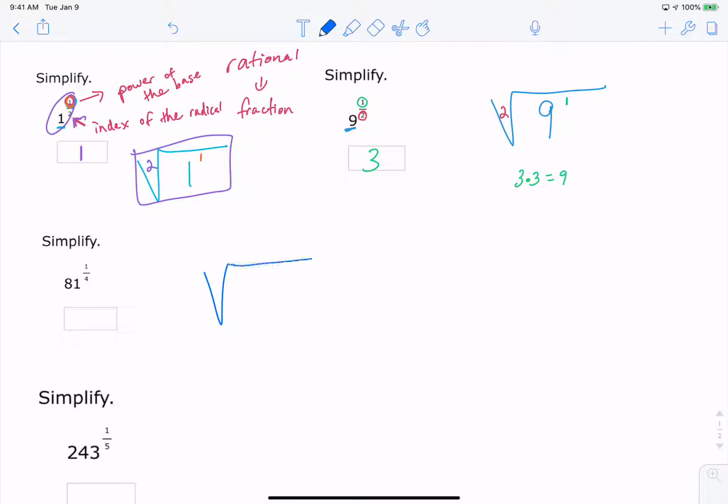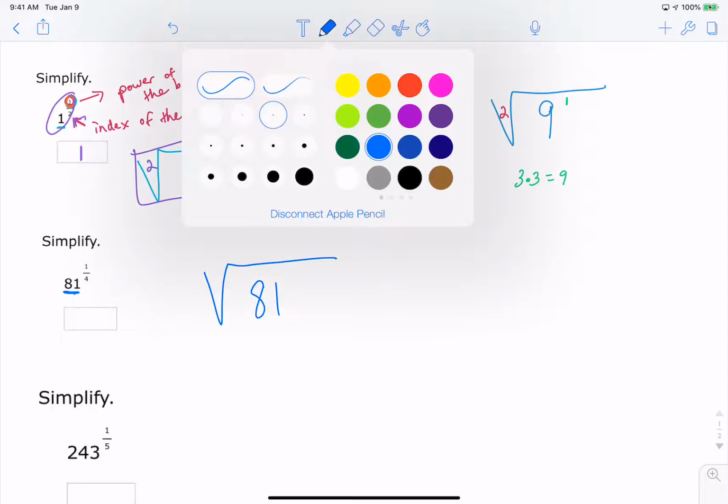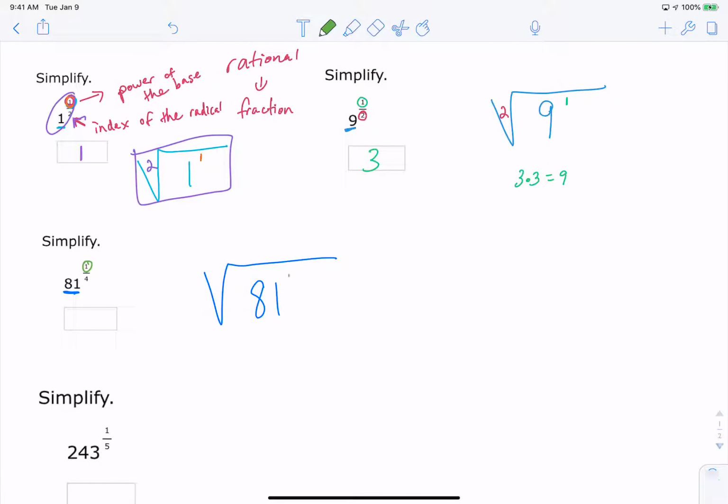Next one here, go ahead and make the radical, put the base of 81 underneath. All right, your power is your numerator, which is 1, so we don't have to write that, it's just understood. And then your index, your denominator, is 4. So it's the 4th root of 81. So we want to think what number multiplied 4 times can give us 81.